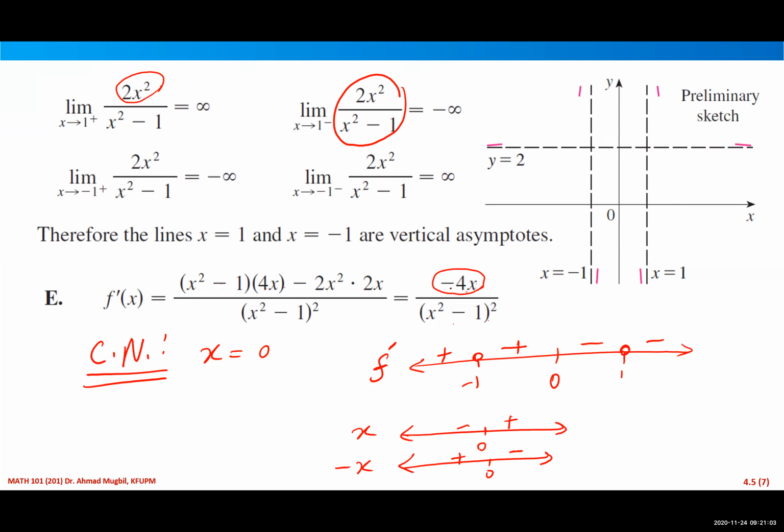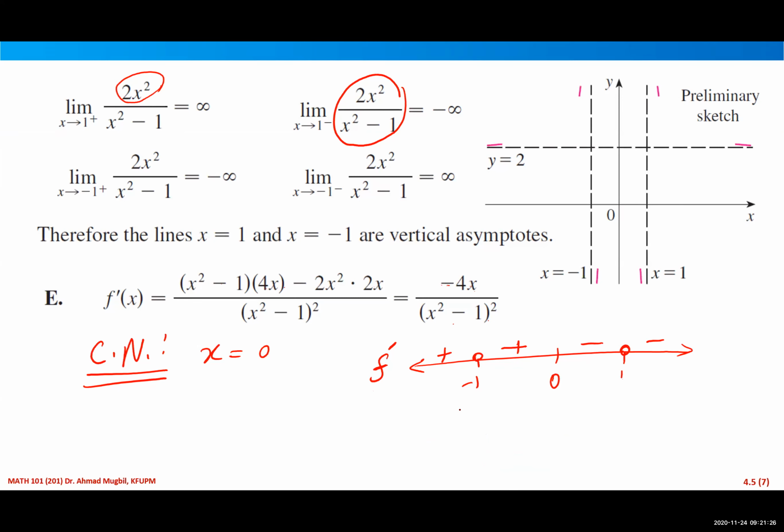After 0, it will be negative because we have negative x, ya shabab. If you plug in, for example, 1, this will be negative. If you plug in -1, it will be positive. But we cannot use 1 and -1 because they are not in the domain of the original function. So what do we conclude, ya shabab, from this? What is the conclusion?